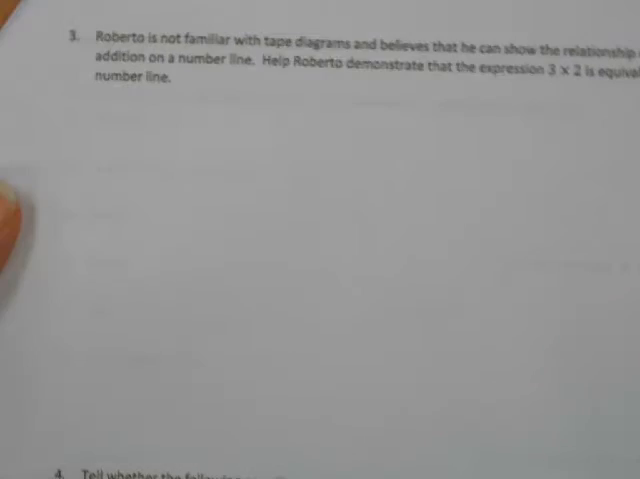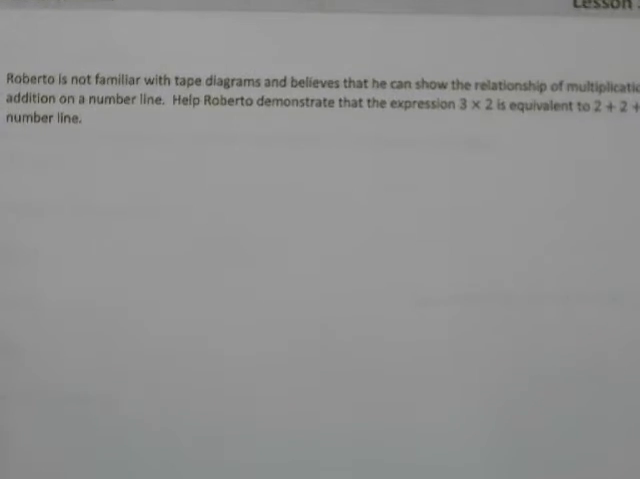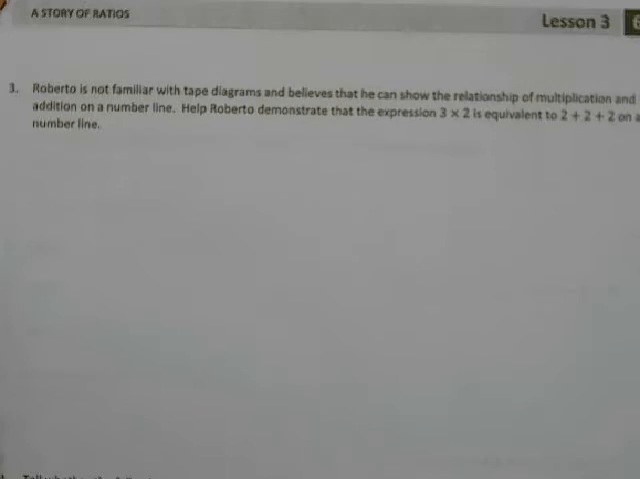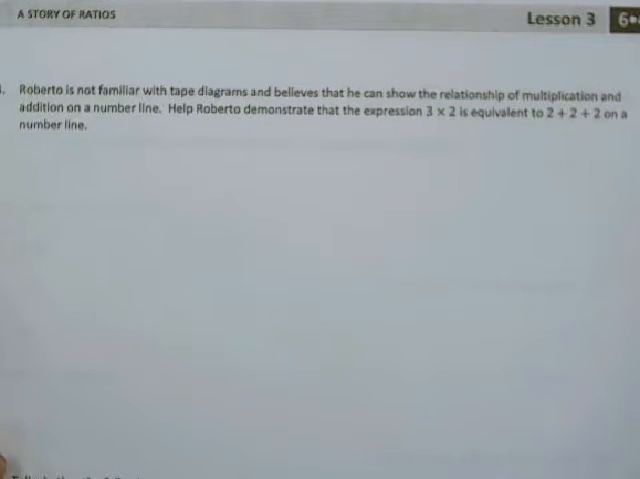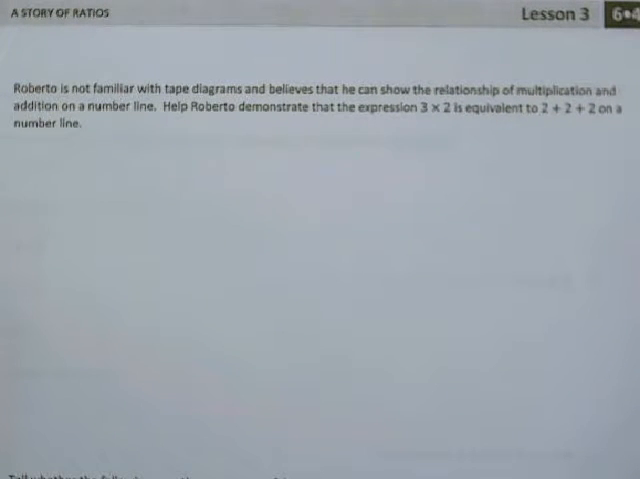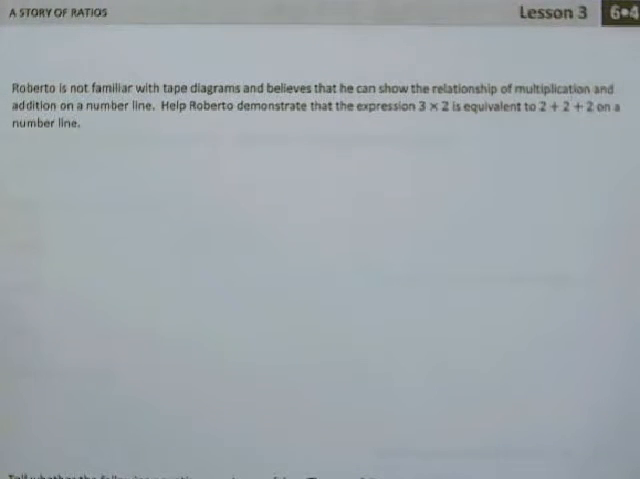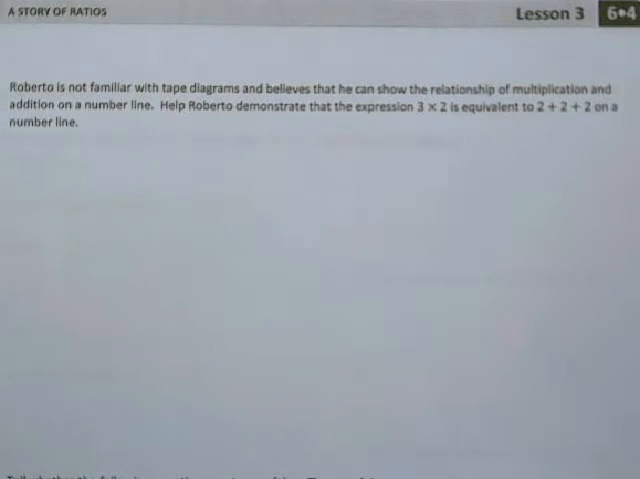So now we're going to look at exercise 2 and read how we can help Roberto, maybe using a number line to understand this concept. Roberto is not familiar with tape diagrams and believes that he can show the relationship of multiplication and addition on a number line. Help Roberto demonstrate that the expression 3 times 2 is equivalent to 2 plus 2 plus 2 on a number line. So a tape diagram is one way we can show it, but we can also show it with a number line.